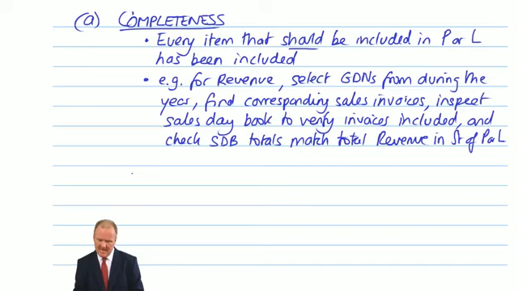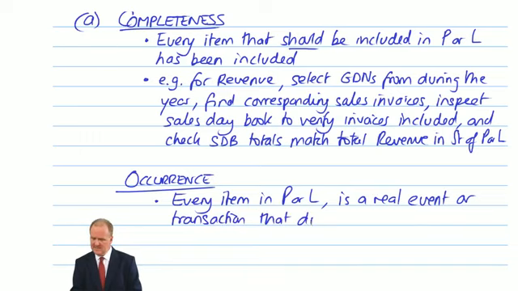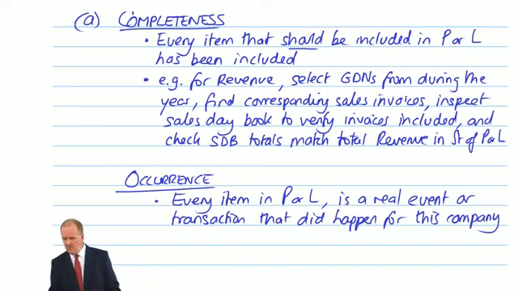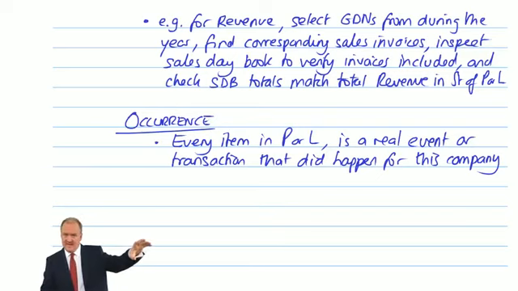Second one. Having done completeness, I am tempted to do the opposite, which is occurrence. This is a test that every item that is in the profit or loss is a real event or transaction that did happen for this company. In other words, when I test occurrence, I'm doing the opposite of completeness. I'm now starting with the things that are in the accounts and making sure they should be there because they are real.